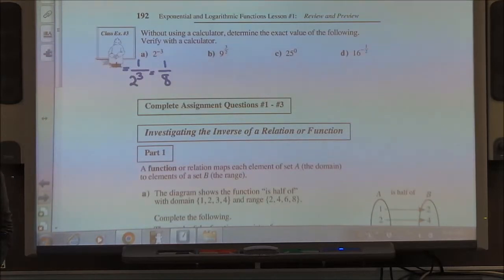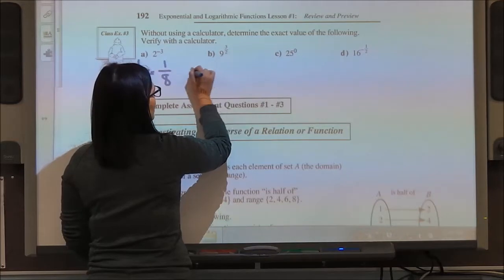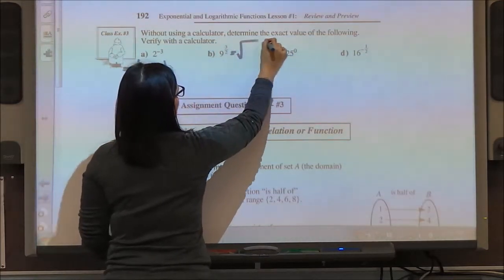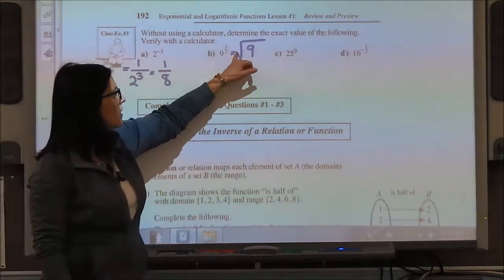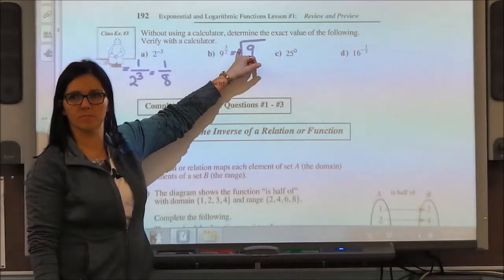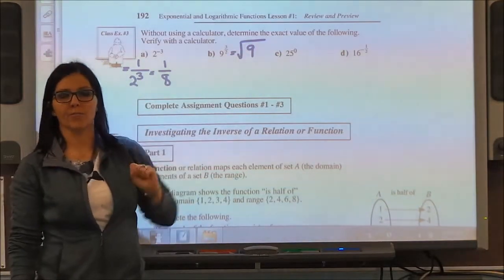With b, because I have this rational exponent, you're going to want to write it as a radical. So if I write it as a radical, what would go here? 2? Do I have to write the 2 there? No. Where would the 3 go?